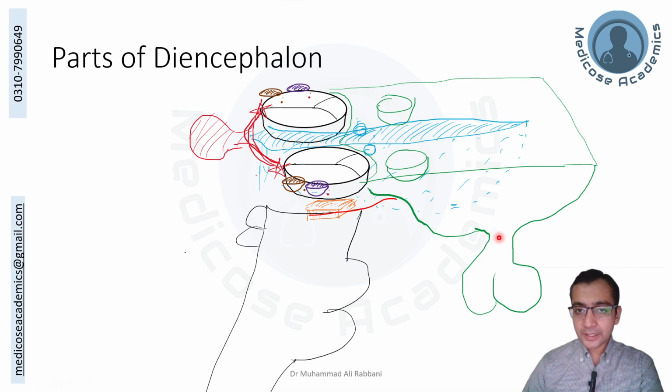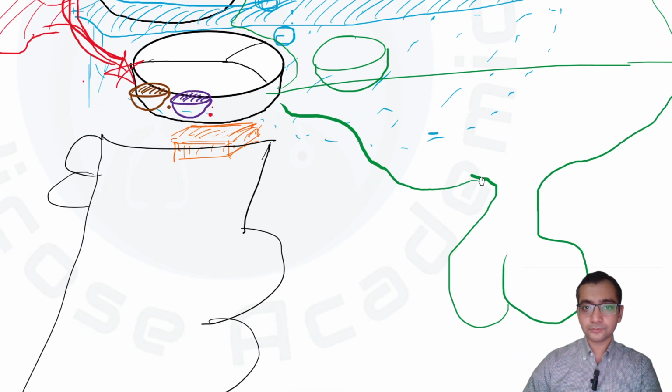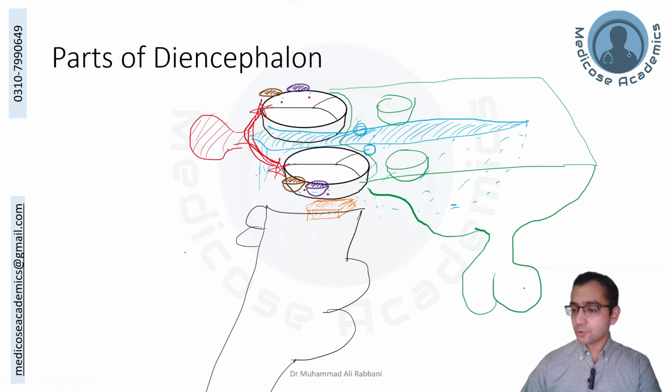On the under aspect, there is a raised area. This one is tuber cinereum, and from that there is stalk infundibulum, and that continues as the posterior pituitary, and then there is anterior pituitary present here, also known as hypophysis cerebri. On the under aspect, there are bilateral downward projecting structures. These are the mammillary bodies. So these are the structures that are present.